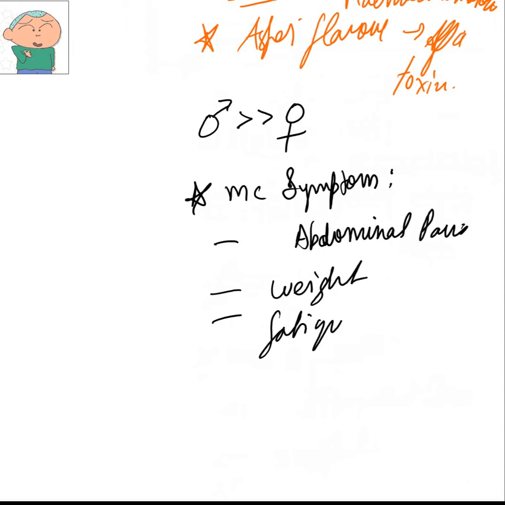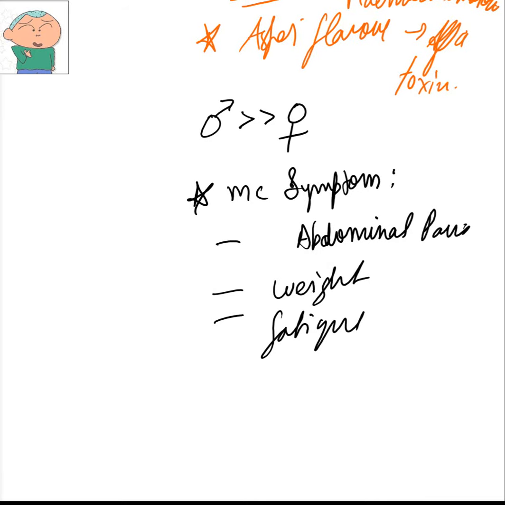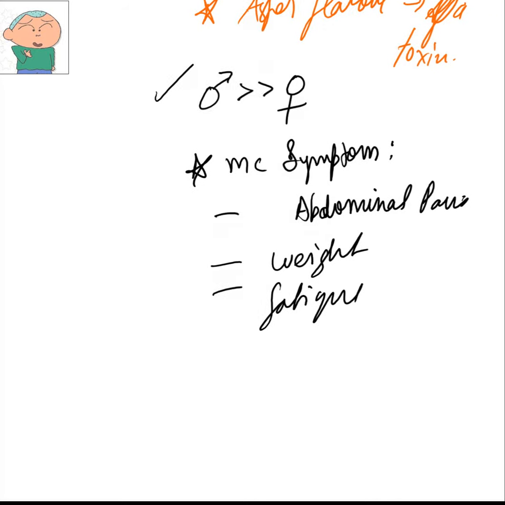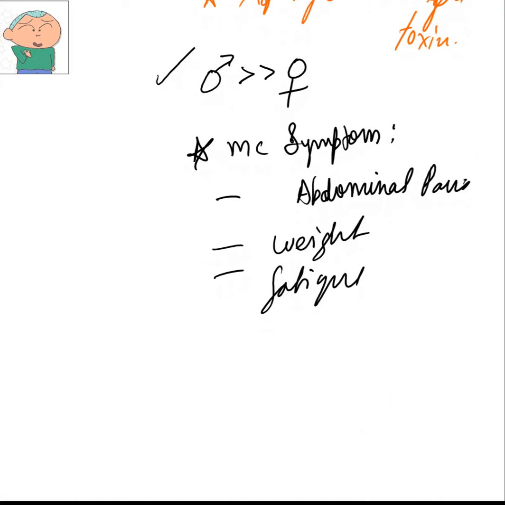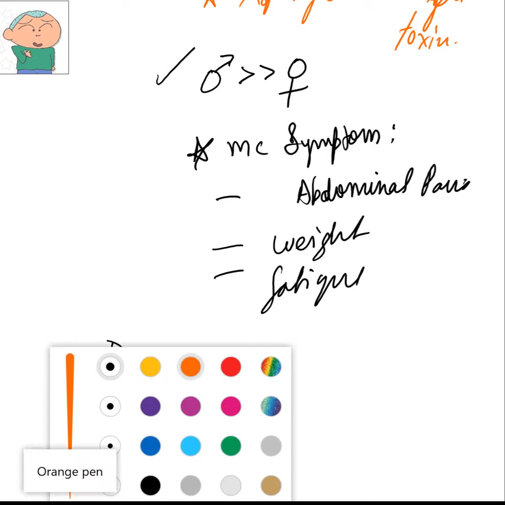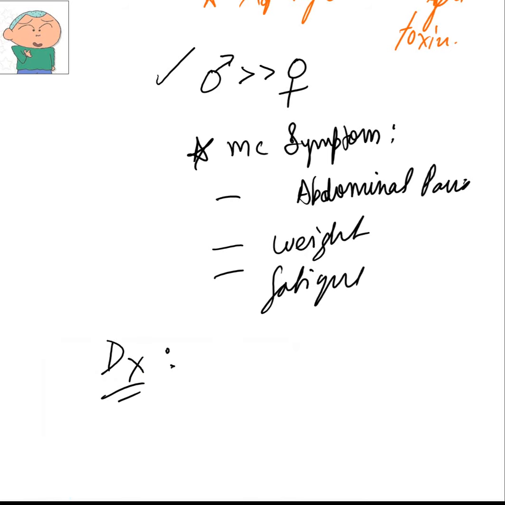Of course, hepatomegaly can be seen, which is the most common sign. Males are more commonly affected than females, especially elderly males. If you talk about how to make the diagnosis, surely you have heard about the tumor marker for the diagnosis of hepatocellular carcinoma, which is alpha fetoprotein. So alpha fetoprotein values are increased in HCC.